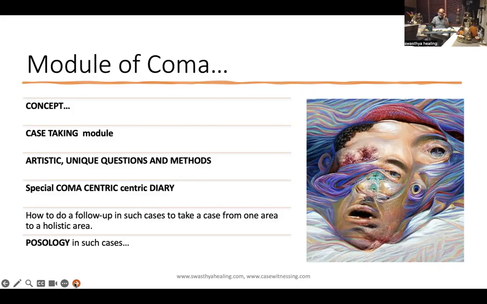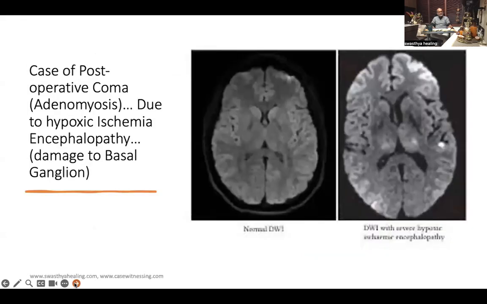How you can take help of hospitalization, investigations, and understand that person well. How you can take help of that specific coma, the pathology of coma, and understand the characteristics. And in such cases, what posology, how to do follow up. We will do this with a case of a post-operative coma where the patient went into coma after adenomyosis operation due to hypoxic ischemic encephalopathy, which damaged the patient's basal ganglia.